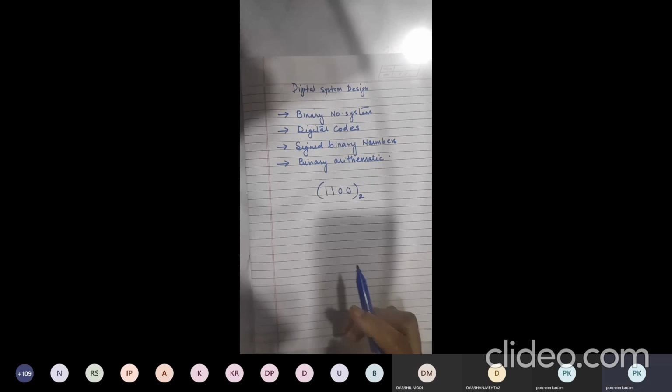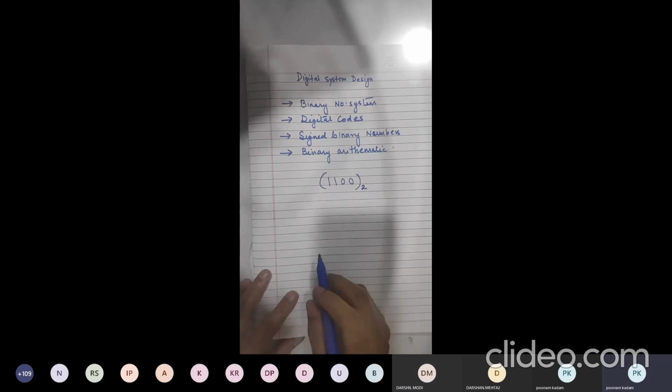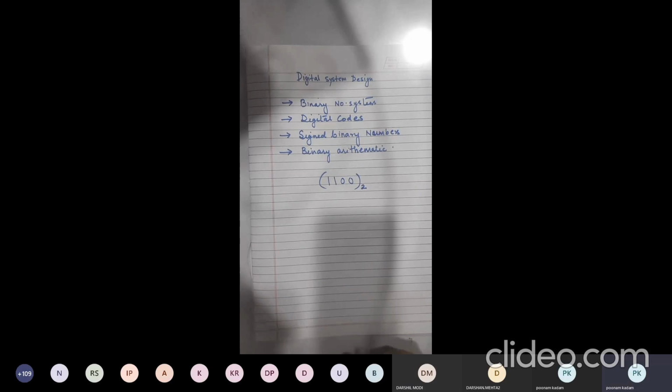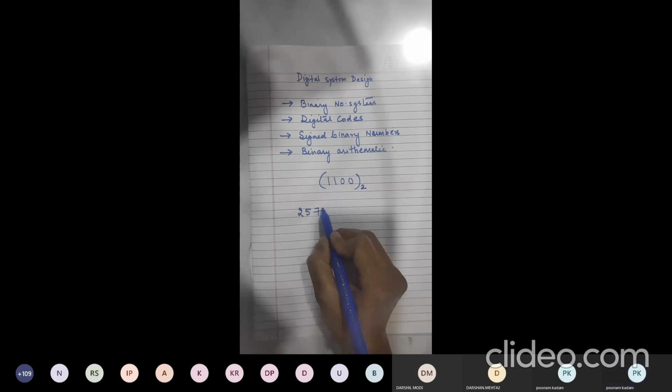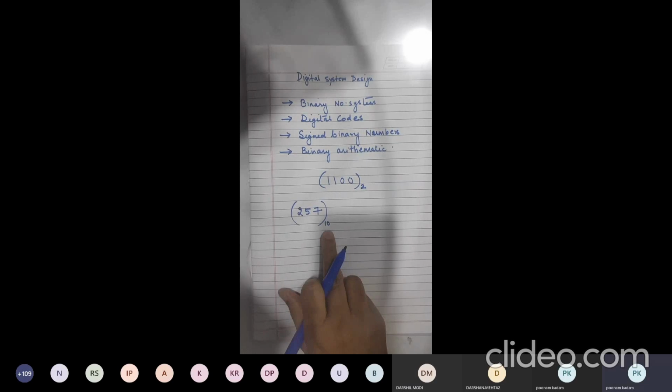So I was saying that the binary number system, similar to the decimal number system, is a positional number system, wherein every bit position has some significance. Okay. Now, as an example, take a decimal number, let's say 257. This is in the decimal number system, so I'm writing 10 over here, which means that the base of the decimal number system is 10. Okay. What does it imply? It implies that there are 10 unique symbols available in this number system.